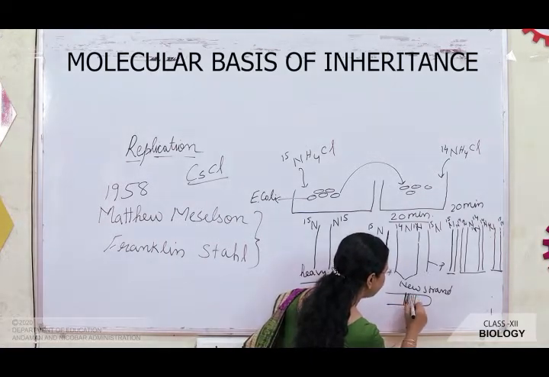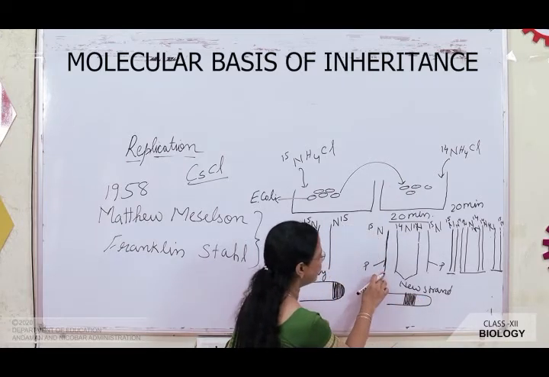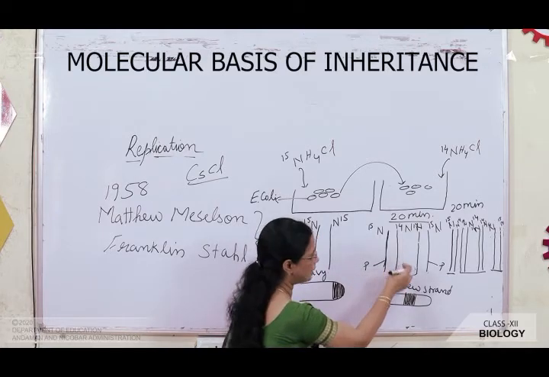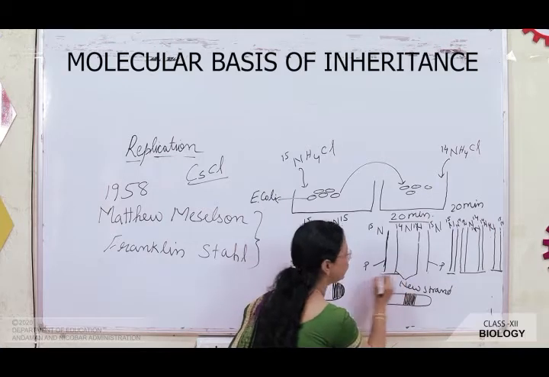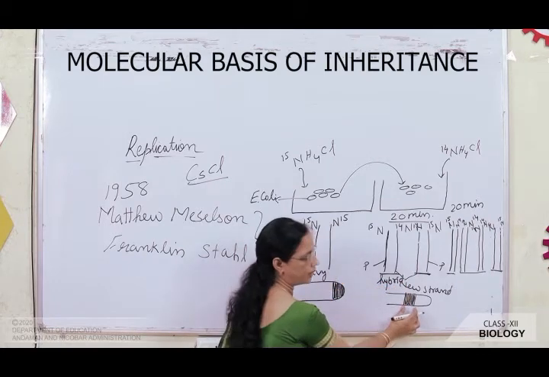Why is the band formed at the middle? The reason is that here the parental strand is N15 and the newly synthesized strand is N14. So we can say it is a hybrid one. It is also hybrid and it is also hybrid. So that is why the band is formed in the middle.